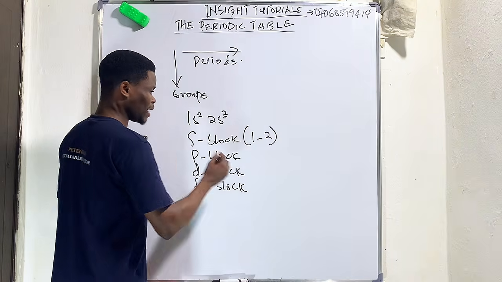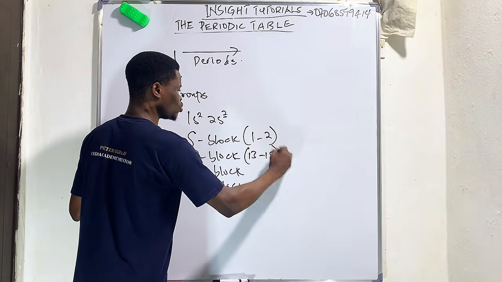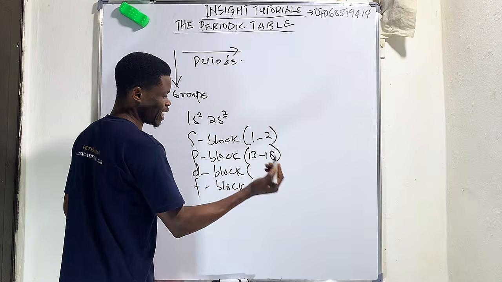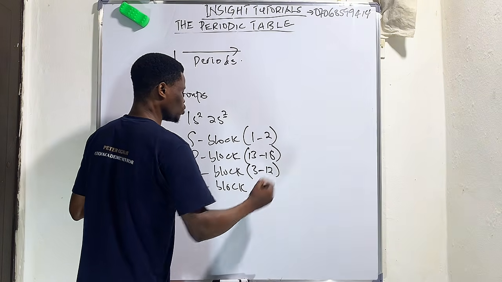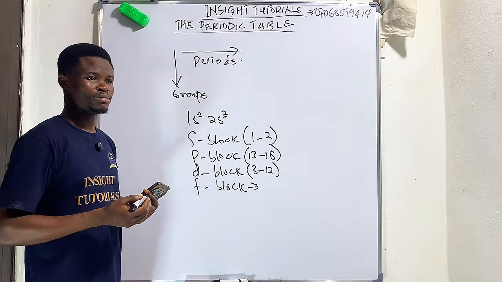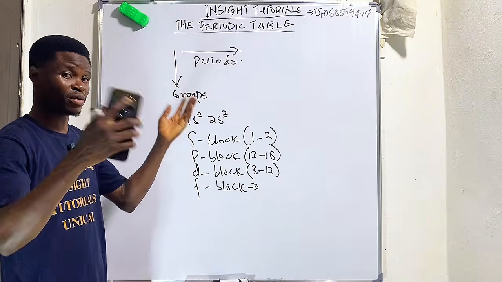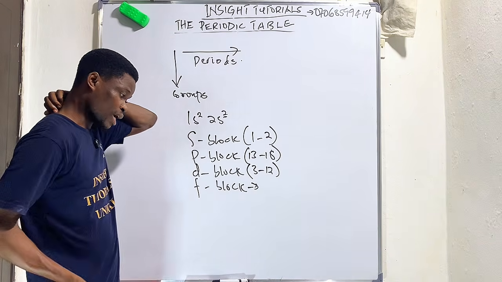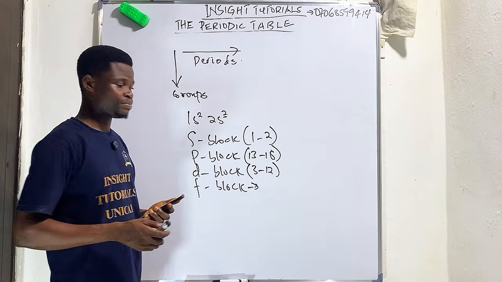And the P block are elements that range between group 13 to group 18. The D block are elements that range between group 3 to group 12. And the F block are generally referred to as the lanthanides and the actinides. So they are all very large. As it stands, even till date, elements are still being discovered and added to the periodic table. So that's what you need to know very importantly.